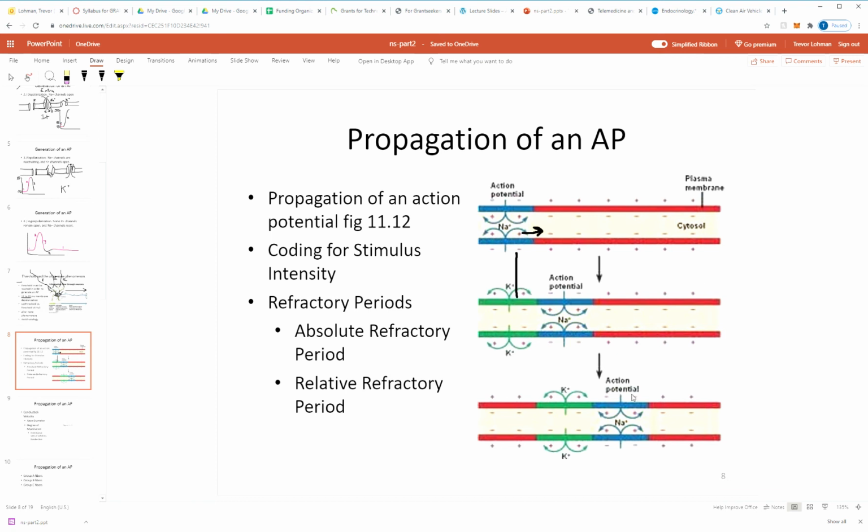Okay, and there's some limits to that. There's this idea of a refractory period. An absolute refractory period is like the max. There's a minimum amount of time that has to transpire between action potentials. So there's a time between each action potential in which you cannot make another action potential, no matter how strong the stimulus. That's called the absolute refractory period. So there's some limits to that.